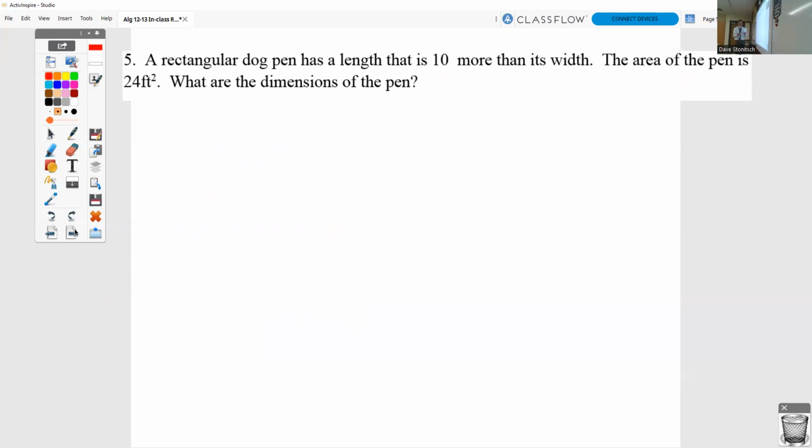In question number 5, a rectangular dog pen has a length that is 10 more than its width. The area of the pen is 24 square feet. What are the dimensions of the pen? Remember, dimensions mean sides. You're finding both sides. It says a rectangular dog pen, so the first thing that I would do is draw a rectangle. It doesn't say anything about the width, so you can just assume that the width is X. The length is 10 more than. More than means plus. So we have X plus 10.